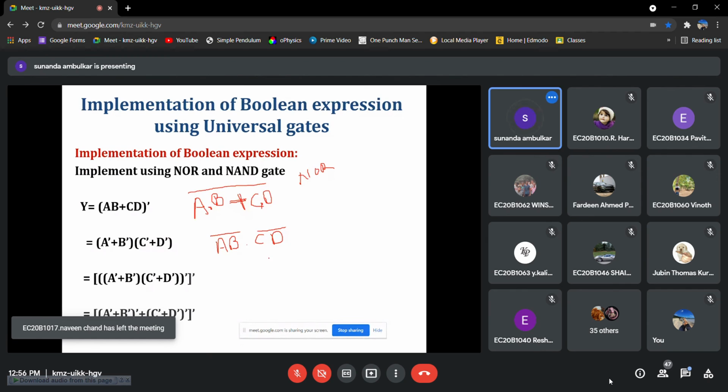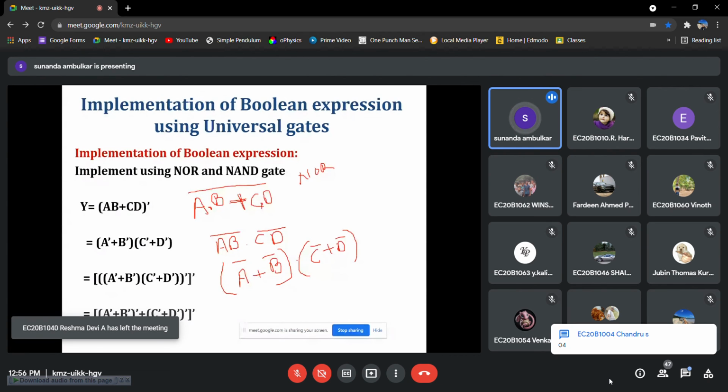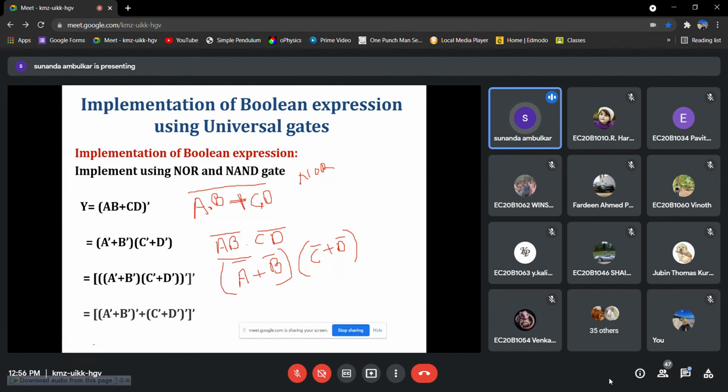Okay. So this will make A bar plus B bar. It will make C bar plus D bar. Okay. So now it is in the sum format. Okay. So now what do we have to do?